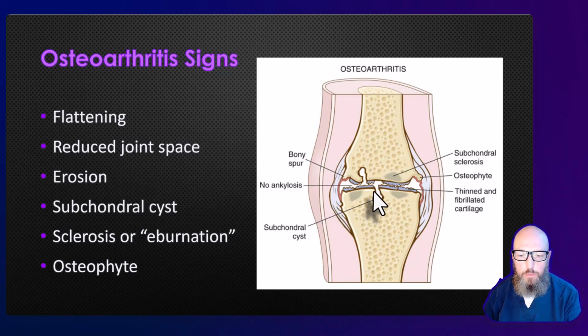Erosion, so that's when you have a well-defined, usually radiolucent lesion on the surface of a joint. So whether that's the condyle or sometimes it's less frequent, but it can happen in the articular eminence, even the glenoid fossa. So look for those erosions.